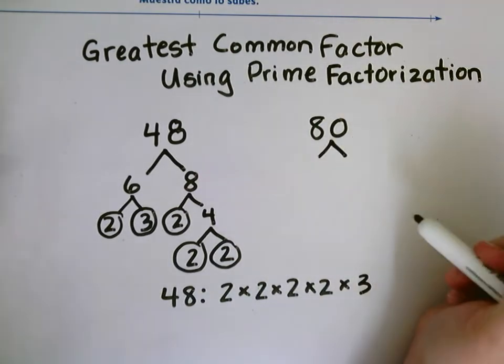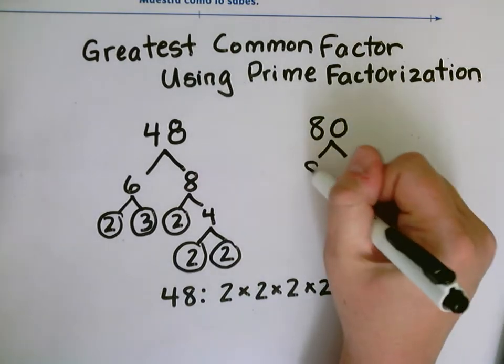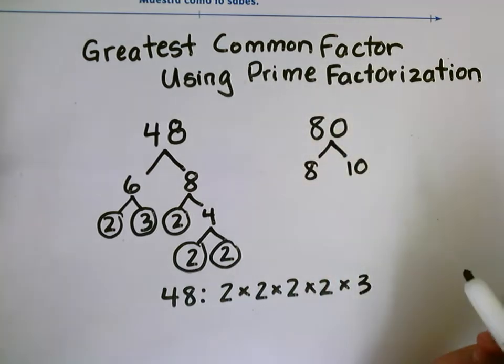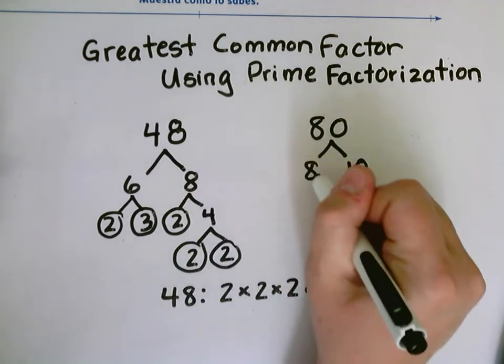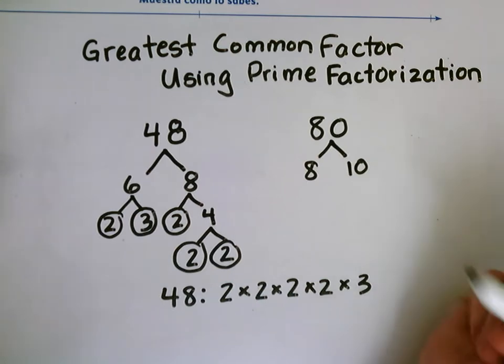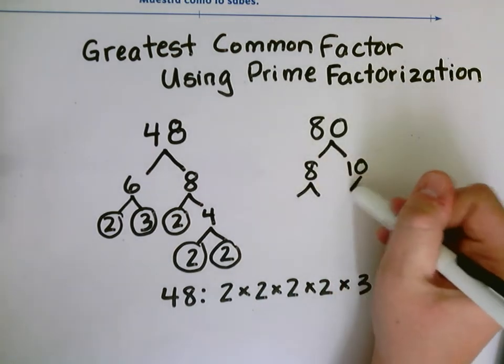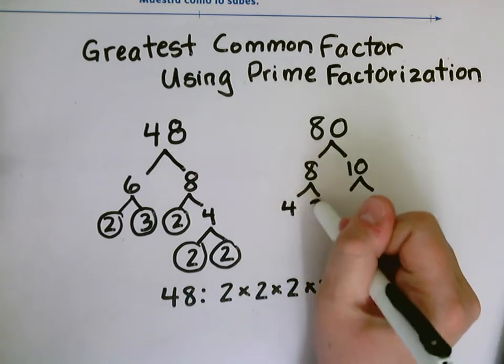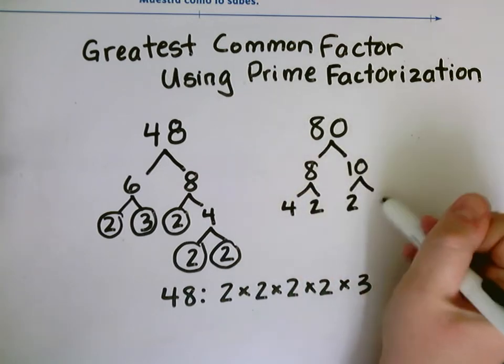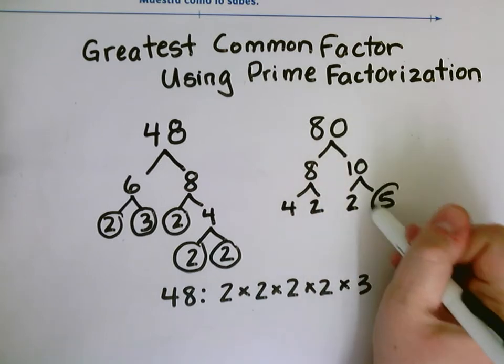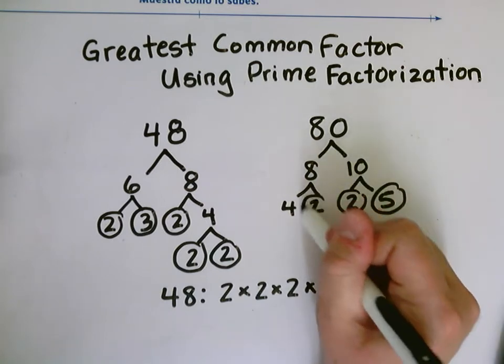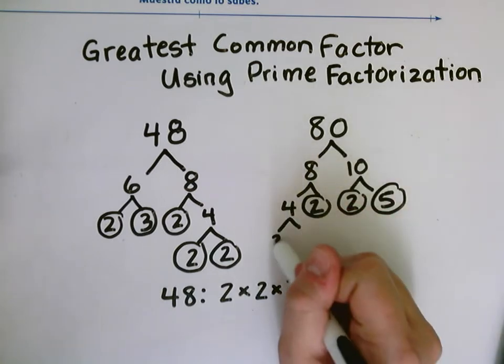All right, I know that 8 times 10 is 80. And now look, we already see that we have a common factor of 8. I wonder if that's the greatest common factor. I'm not sure. We're going to keep going. Neither of these is prime. 4 times 2, 2 times 5. 5 is prime, 2 is prime, 2 is prime, 4 we're going to have to keep breaking down.